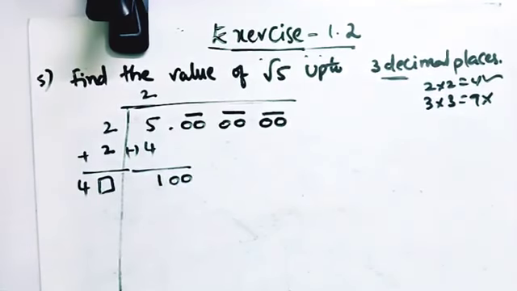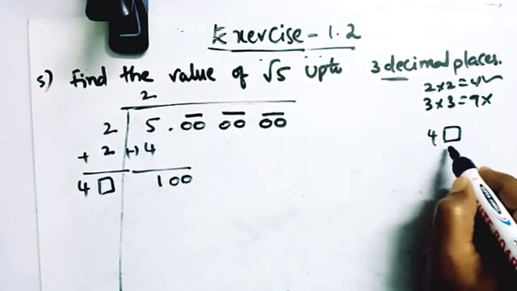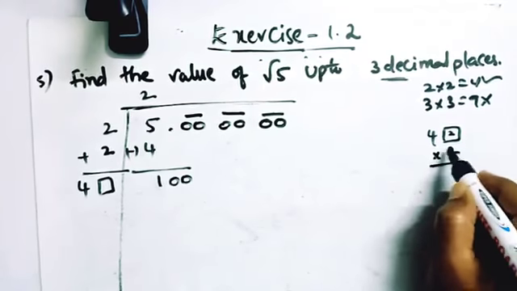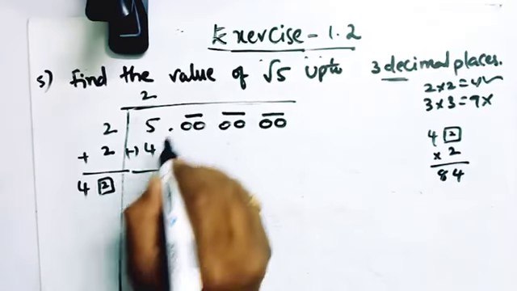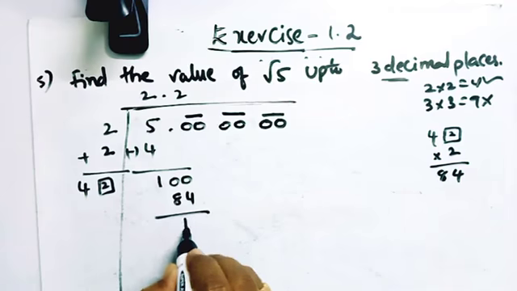Now we need to choose the number in the box, so that is 40. If you are taking 2, you should multiply with the 2. So 2 times 2 is 4, 2 times 4 is 8. So 84, we can subtract. Then we will get 16.